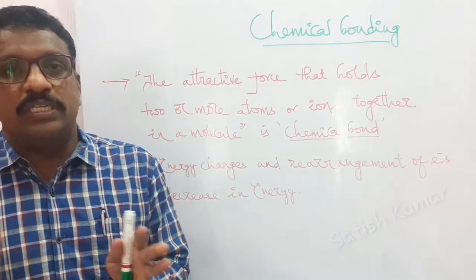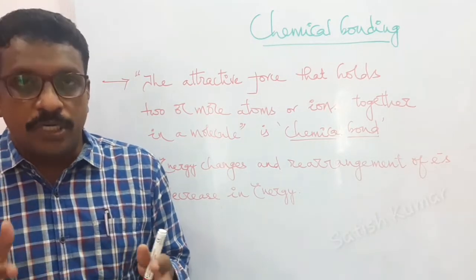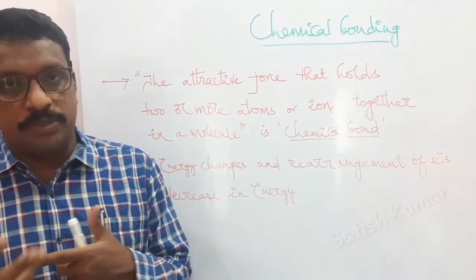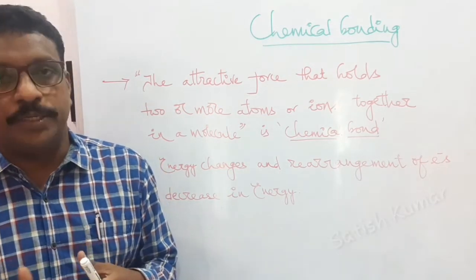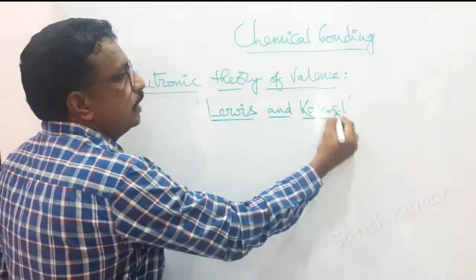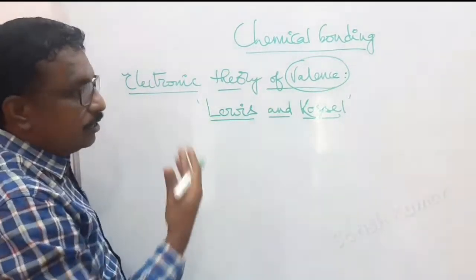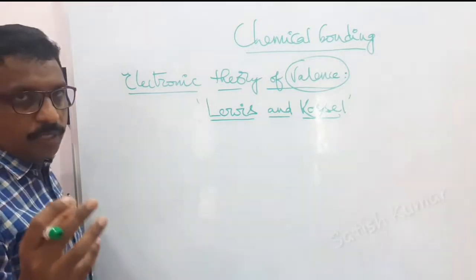అంటే టు గెట్ ద స్టెబిలిటీ ఆటమ్స్ కంబైన్ టు ఫార్మ్ కాంపౌండ్స్. స్టెబిలిటీ కోసం ఆటమ్స్ అనేవి కలిసిపోయి కాంపౌండ్గా ఫామ్ అవుతాయి. ఎలక్ట్రానిక్ థియరీ ఆఫ్ వ్యాలెన్స్. దిస్ థియరీ వాస్ ఇండిపెండెంట్లీ ప్రపోజ్డ్ బై లూయిస్ అండ్ కసెల్. హియర్ యు ఆర్ హ్యావింగ్ ఏ టర్మ్ వ్యాలెన్స్. ఇక్కడ మనకు వ్యాలెన్స్ అనే ఒక పదం ఉంది.